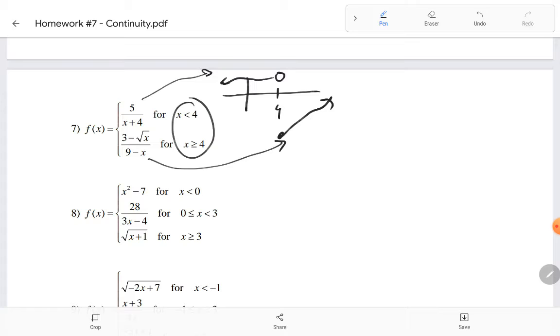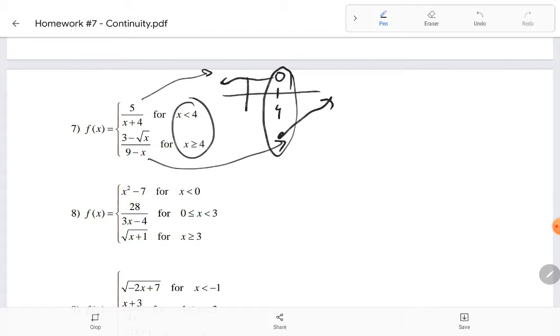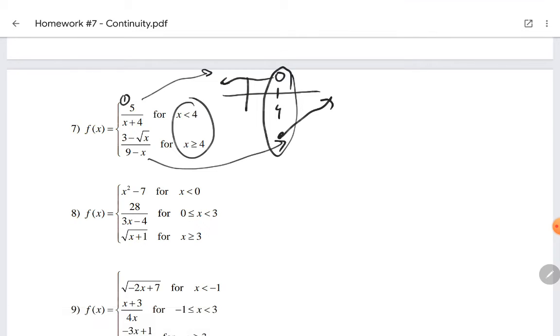I don't really know what the graph looks like. I don't really care. All I want to know is at 4, will the two functions be on top of each other? Meaning, will they both have the same y value after you plug in 4? So, let's do this. I'll label this 1 and I'll label this 2.